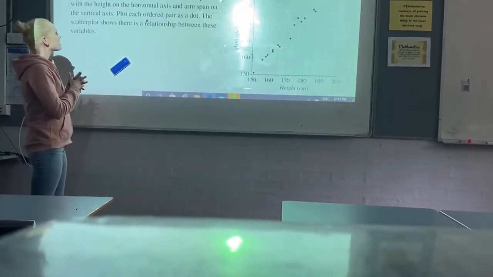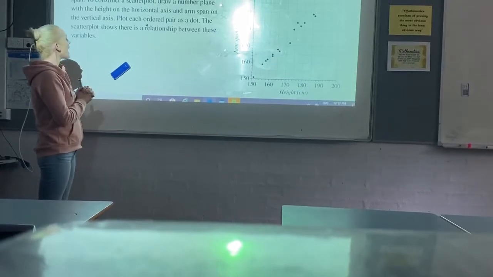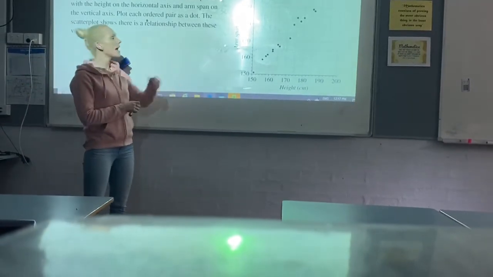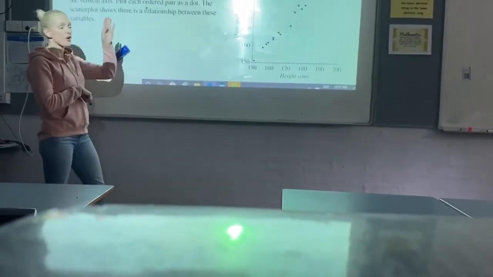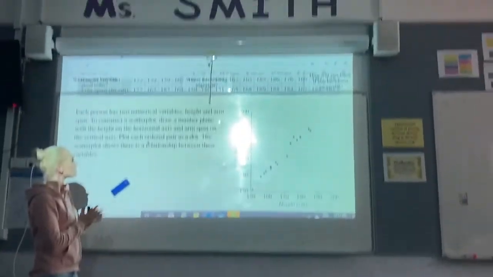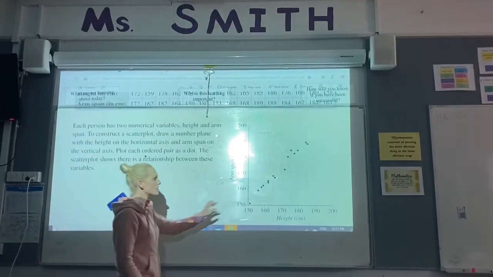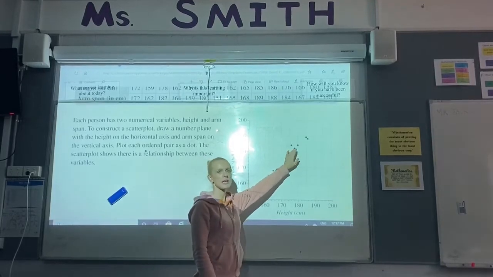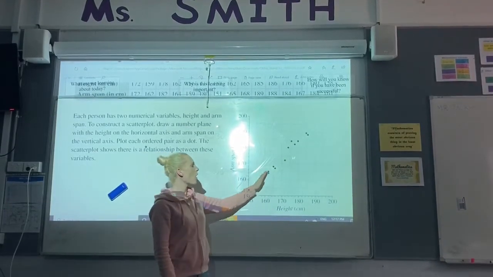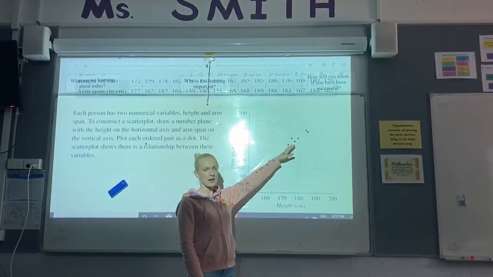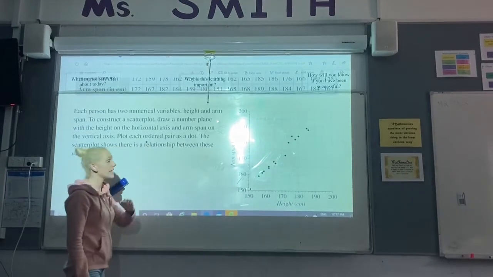So to construct a scatter plot, we need to draw a number plane with the height on the horizontal axis and the arm span on the vertical axis. We're going to plot each ordered pair as a dot. So each of these dots represents a person. Now it's not a line graph, so we're not going to join the dots together. Okay, we're just going to leave it as it is.